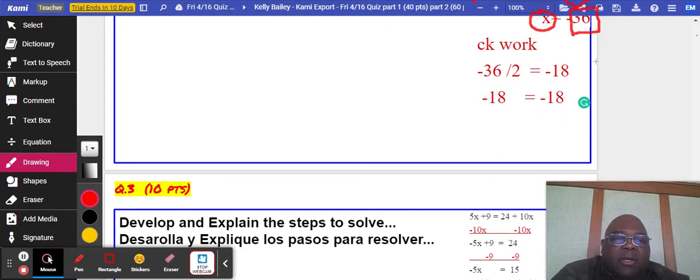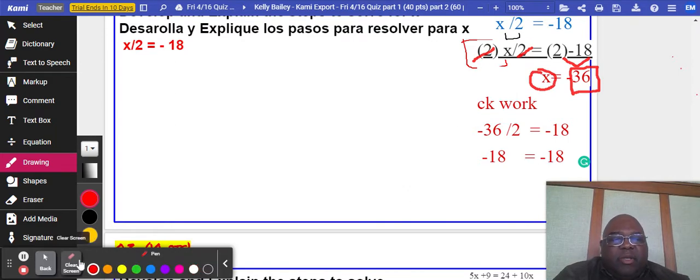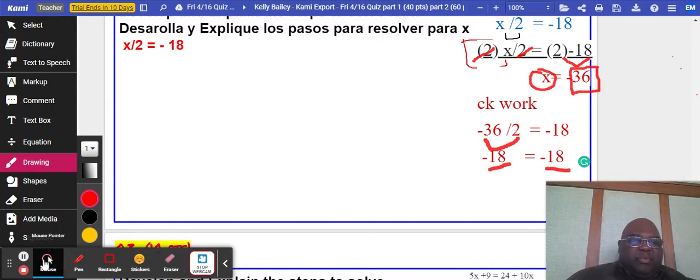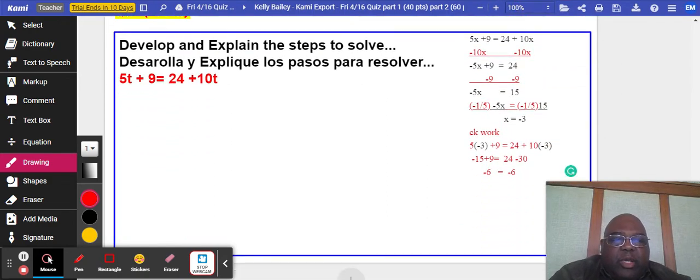Okay. So now I'm checking my work by substituting negative 36 in for x. And what does that give me? Negative 36 divided by 2 gives me negative 18. Negative 18 checks with negative 18. Easy peasy, lemon squeezy. Let's take a look at our final question as we bring this to a wrap.